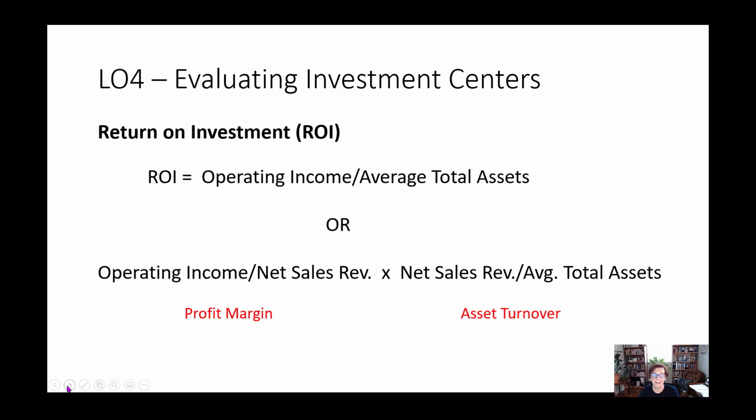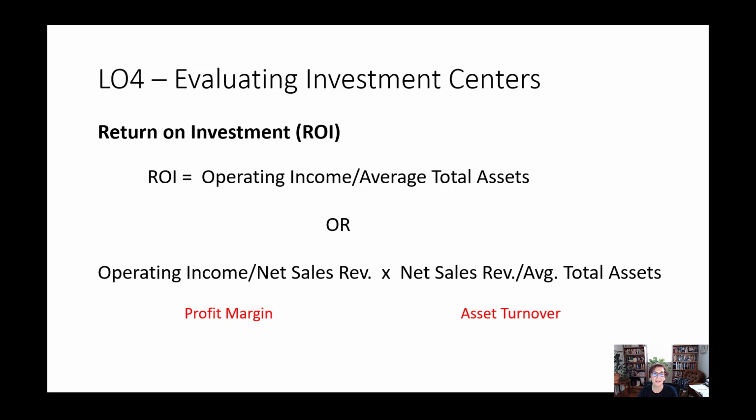Now, investment centers are evaluated, as I mentioned before, using two different things. One is return on investment, or ROI. And return on investment is calculated by taking your operating income and dividing it by your average total assets. And the average total assets, we usually keep it simple. We take the beginning total assets plus the ending, add them up, divide by 2, and that gives us our average. And so ROI in its simplest form is operating income divided by average total assets.